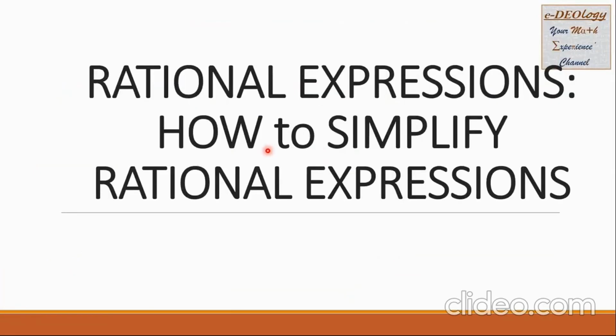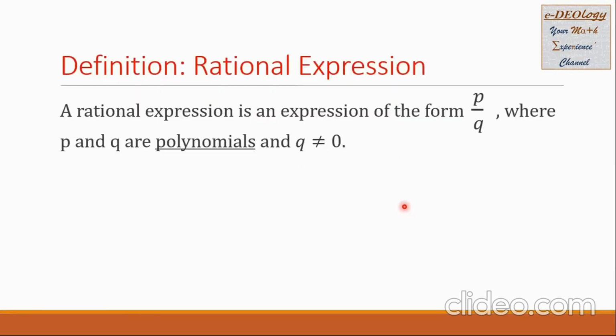Today we're going to study how to simplify rational expressions. Let us first define rational expression. A rational expression is an expression of the form P over Q, where P and Q are polynomials and Q is not equal to 0. We know that P is called the numerator and the Q is the denominator.